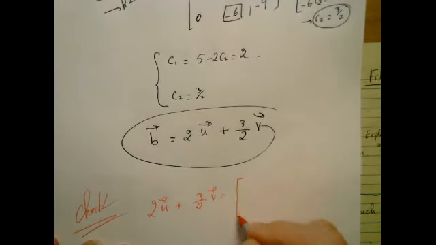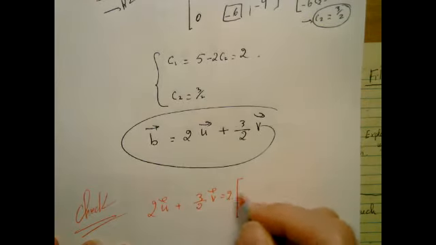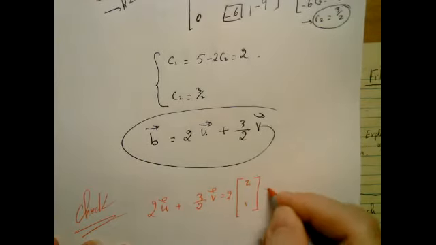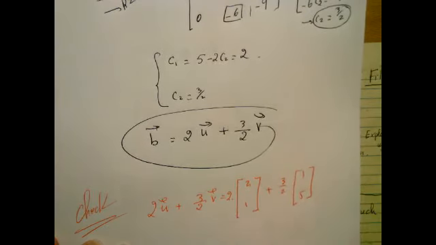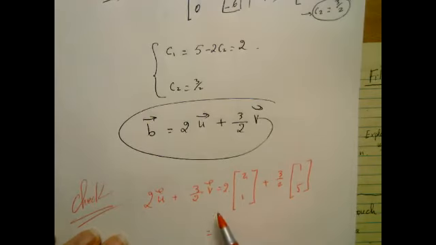All right, so let me see. u was (2, 1), and v was (1, 5). So if I add them, what will I have?